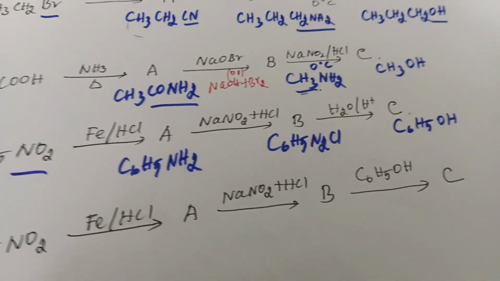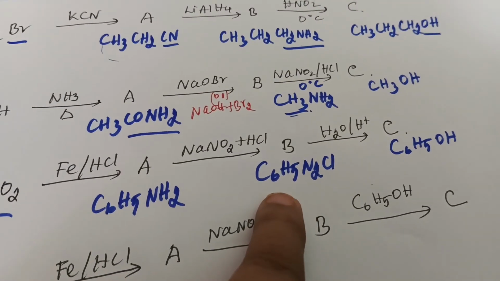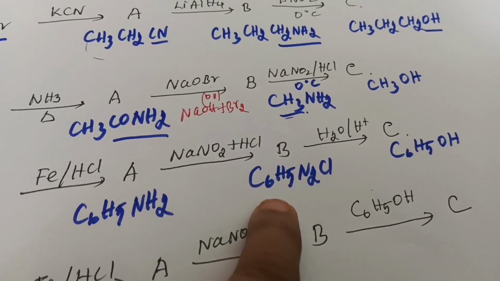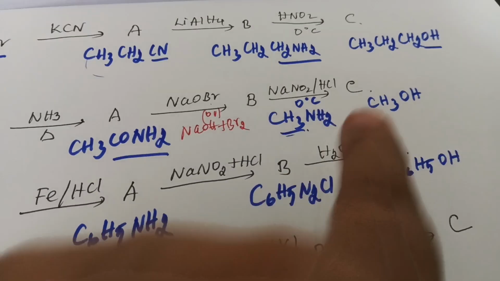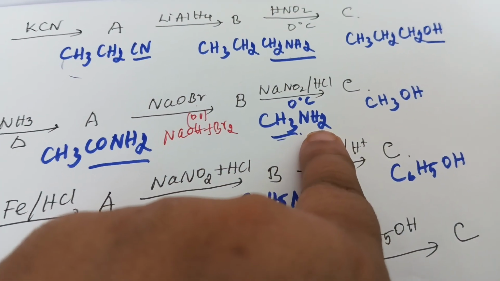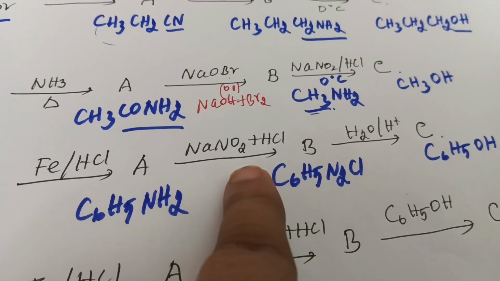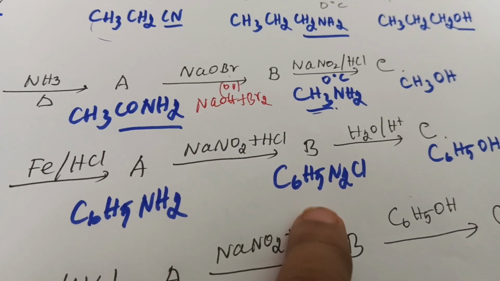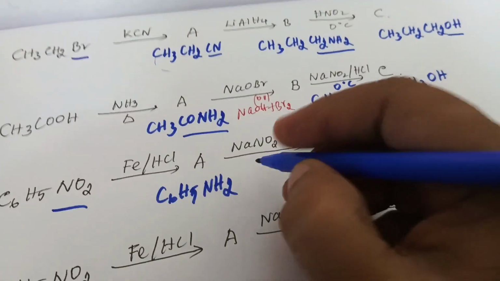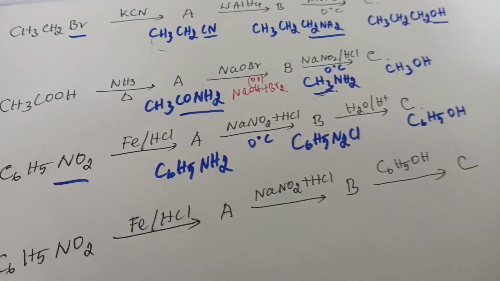So diazonium salt is formed. Stable diazonium salt is formed. But if it is aliphatic, in the presence of nitrous acid it gives alcohol. Aromatic amine, in the presence of NaNO2 and HCl, gives stable diazonium salt. And here also that should be at 0 degrees Celsius.